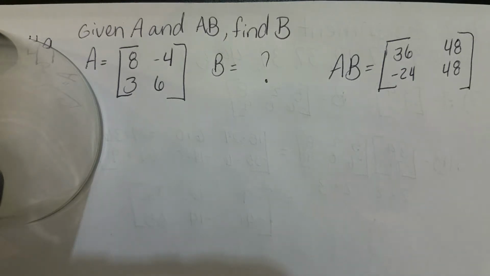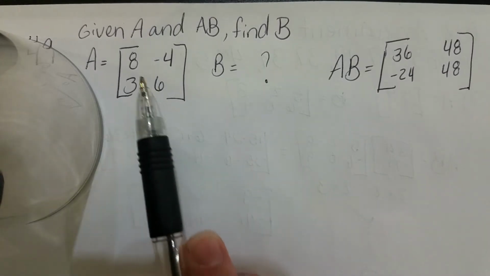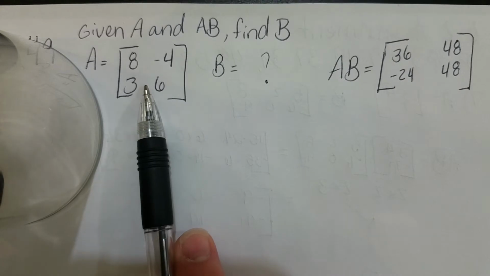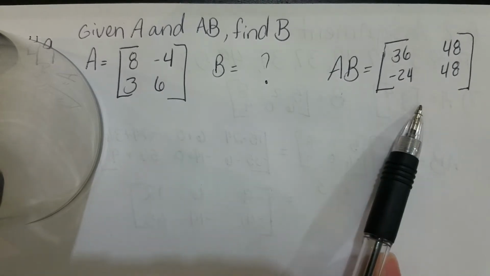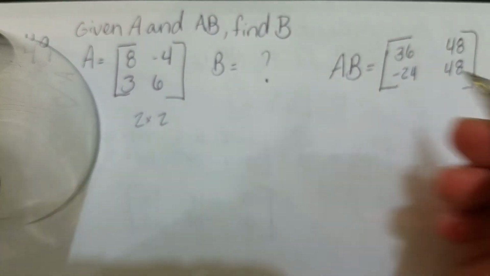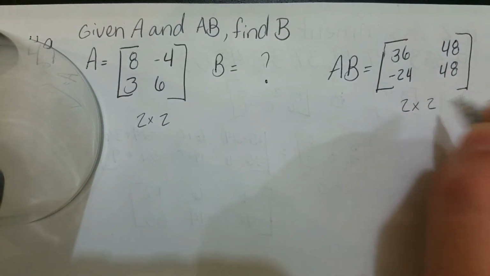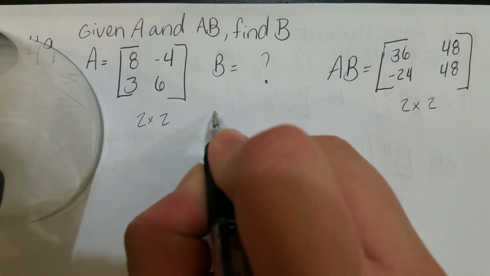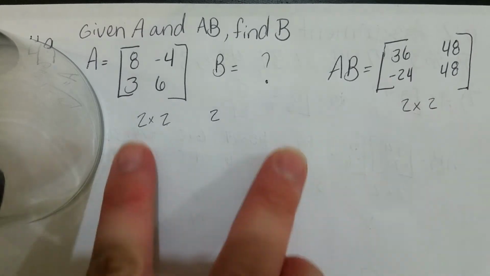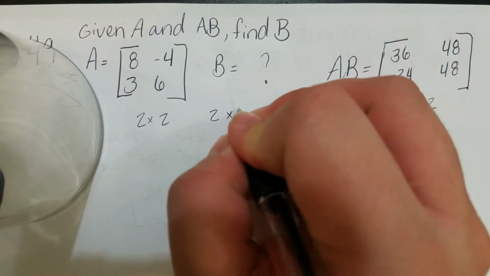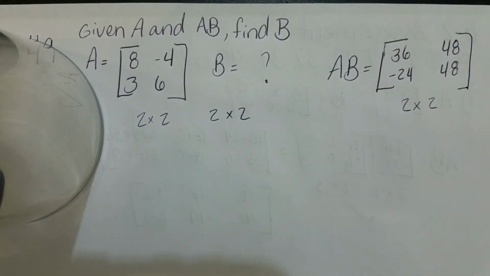Alright, so this is the homework assignment, page 383, number 49, and basically it says given A and AB, find B. So the first thing that I notice is basically the dimensions. I see that this is a 2 by 2, and my answer is a 2 by 2. So what that means is B has to have the dimensions, in the middle it has to match, and then on the outside I would need 2 by 2 so that I have an answer of 2 by 2. So B has to have the dimensions of 2 by 2.